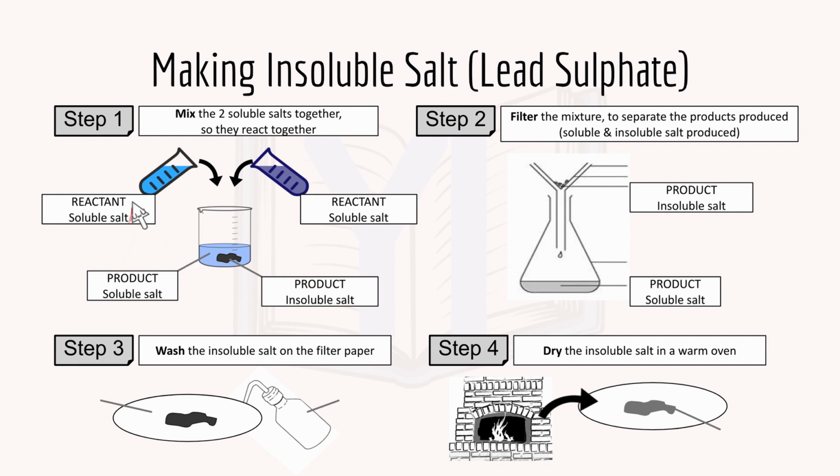And when you have an aqueous solution plus an aqueous solution, one of the products will be a solid, because an aqueous plus an aqueous will not always be, but mostly will be, a precipitation reaction which produces a solid. So for step 2, we filter the mixture and then wash the insoluble salt. And lastly, dry the insoluble salt in a, let's say, warm oven, or use a paper towel to dry it.